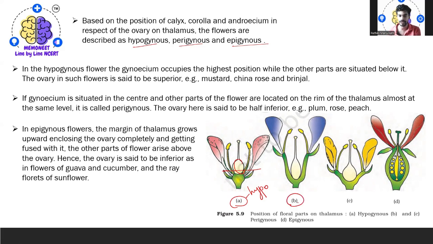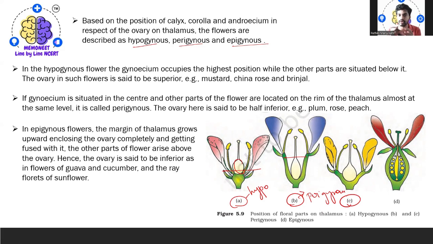Then we have another type, which is called as what? Perigynous. So here the gynoecium is actually situated in the center and the other parts of the flower are located on the rim. Rim means in surrounding of the thalamus, almost at the same level. See, can you observe they are located almost at the same level? So that thing we normally call as, what do we call? So B and C, you can see that almost they are located.